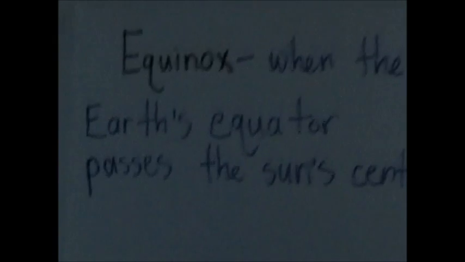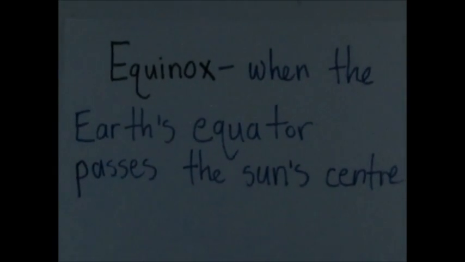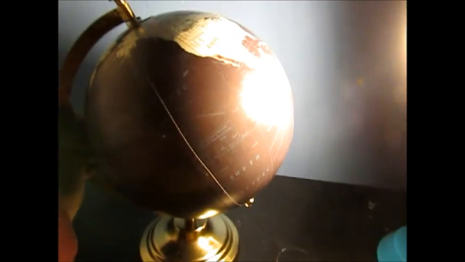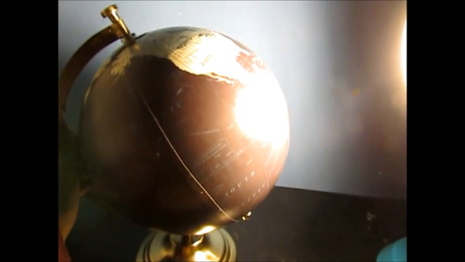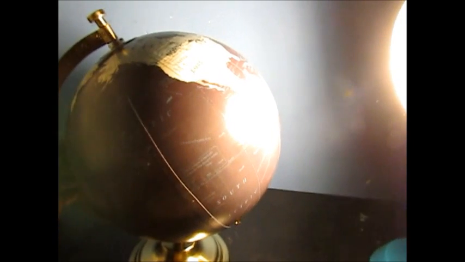September 23rd will mark the equinox of the Earth. The question is, what is the equinox? Equinox, when the Earth's equator passes the Sun's center. Twice a year, at the first day of spring and the first day of autumn, the Earth reaches a point where the equator is at the center of the Sun.